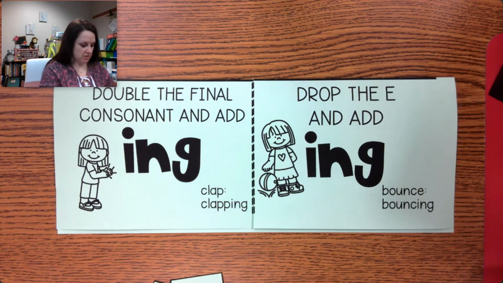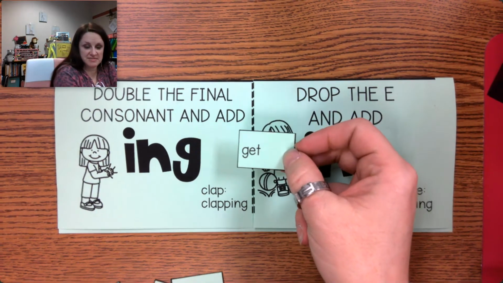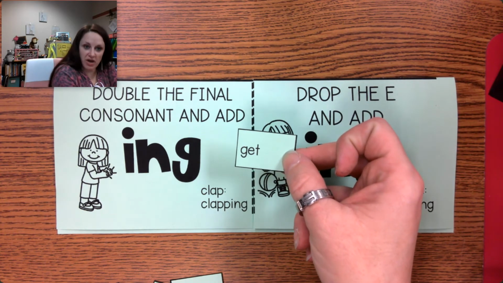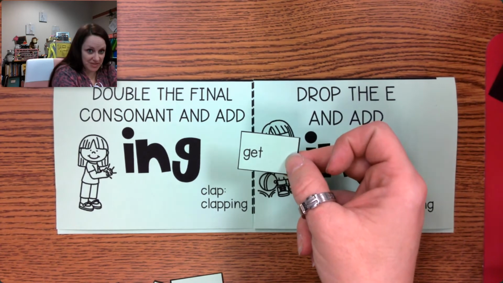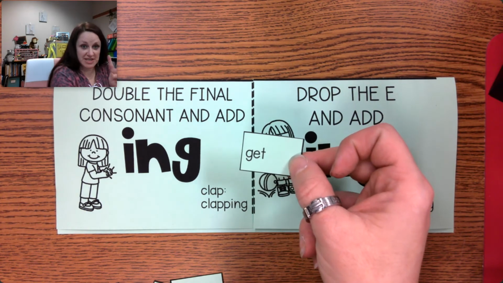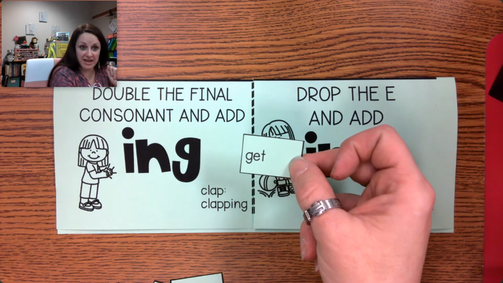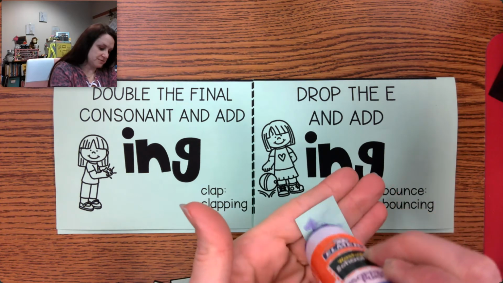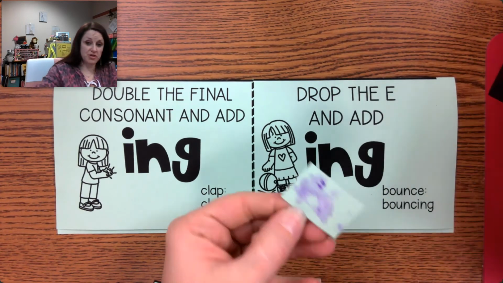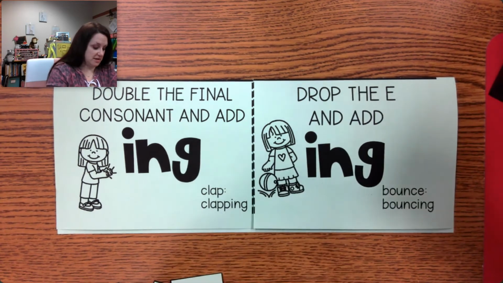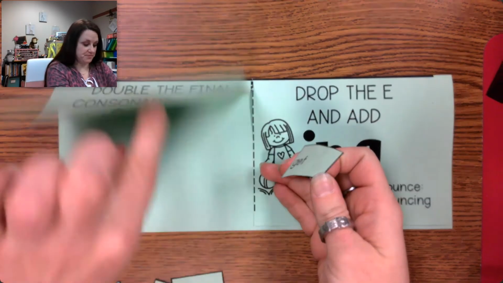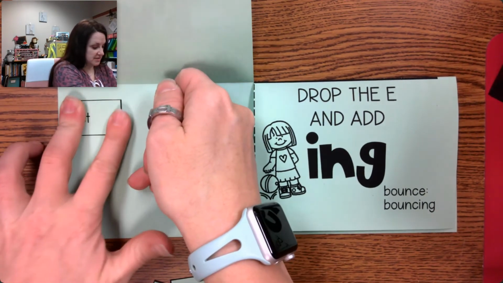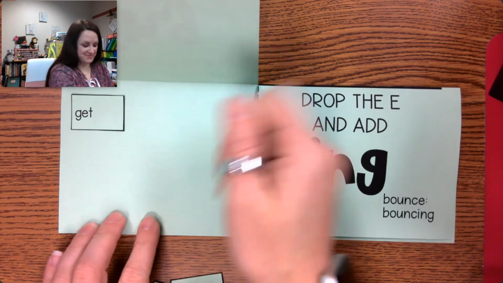Let's go to another word. How about this word right here? Get. Now, do we have an E at the end of get? We don't. Very good. So we are going to double the final consonant. We're going to make two T's, and then we'll add the ing. So again, we put some glue on the back, and it doesn't have to be too much. If you can see a little bit of purple, you're good. And then we'll open up this side where it says double the final consonant, and we will just stick it right in there.